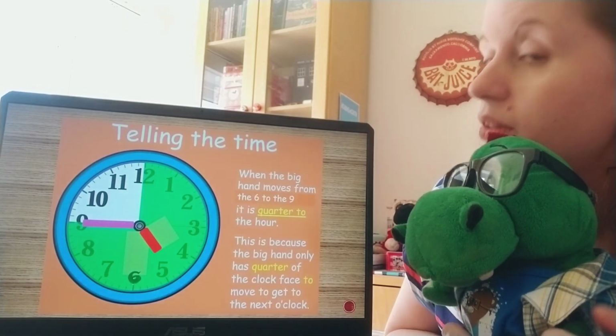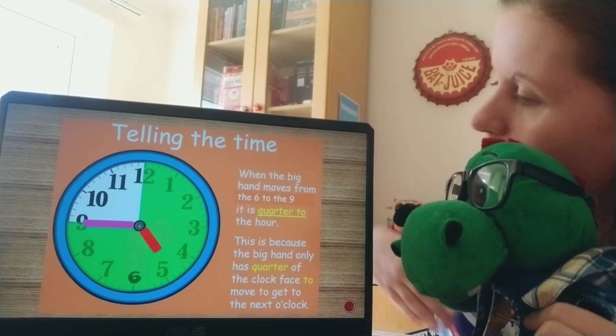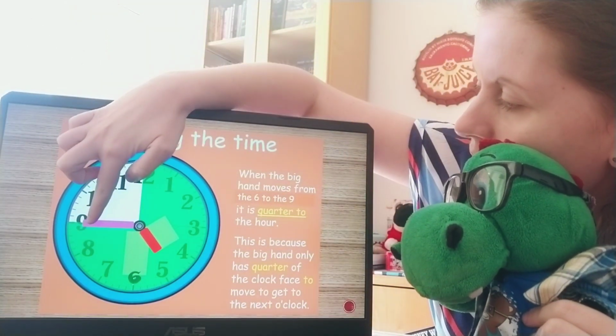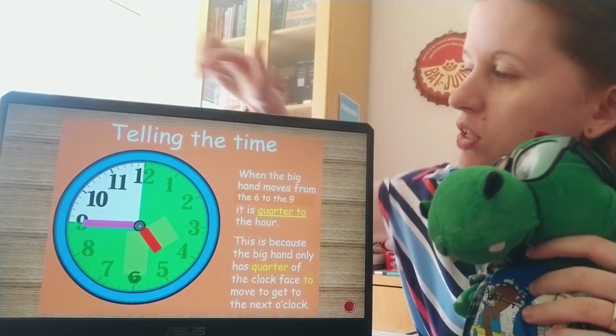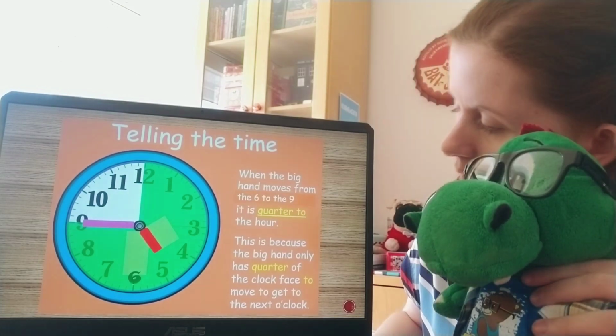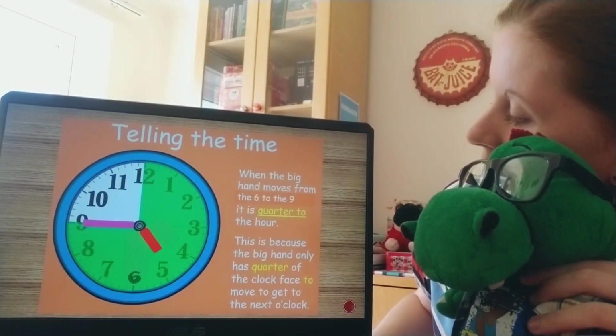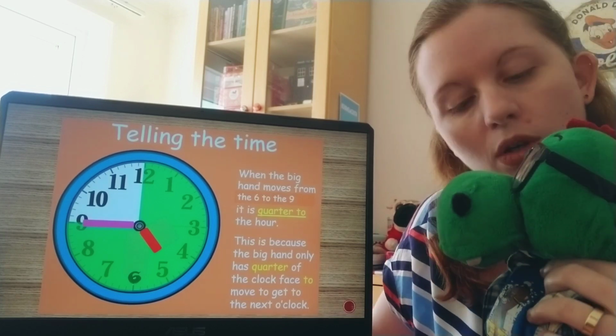When the big hand, the minute hand, that's right, moves from the 6 to the 9, we've now got quarter to the next hour because there's only 1 quarter left before it's the next o'clock. This is because the big hand only has a quarter of the clock face to move to get to the next o'clock. That's right.